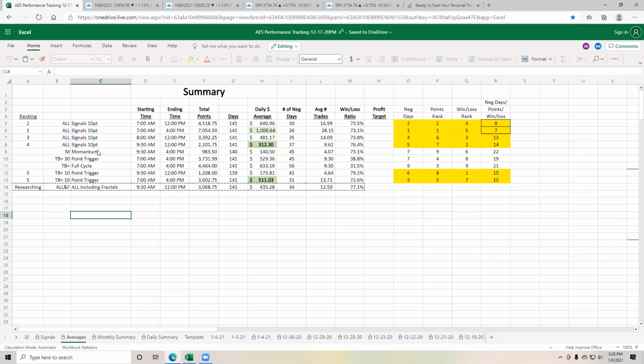That 9:30 to noon category, taking all of the signals, excluding fractals, for 141 trading days is averaging about $312 a day per contract. So if you're trading 3 contracts, you might be making just under $1,000 a day if you decide to do that.